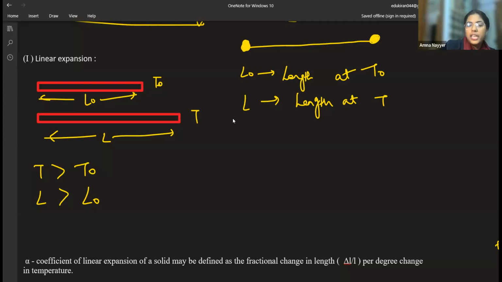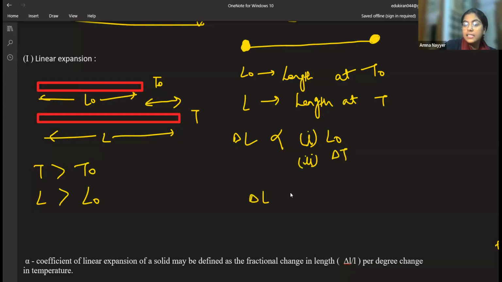Fine. Now the change in the length, can you see there is this extra portion which wasn't present before increasing the temperature? This extra something has been increased. What is the change in length? This change in length is proportional to two things. Firstly, it is proportional to the initial length L0. Secondly, it is directly proportional to the change in temperature. So if I combine and write it, delta L is directly proportional to L0 delta T.